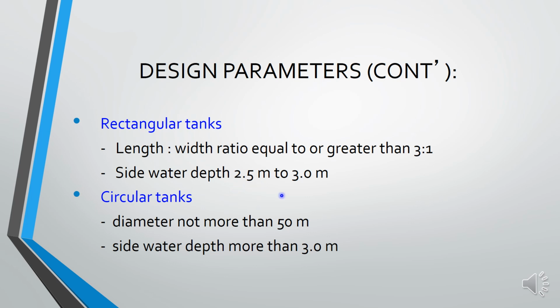For circular tanks, however, it is somewhat different. The diameter should not be more than 50 meters, and the side water depth should not be more than 3 meters. Why do we consider the side water depth, not any other water depth? That's because the depth of the tank is different from the side to the center. For example, in circular tanks, the center of the tank is deeper than the side of the tank.